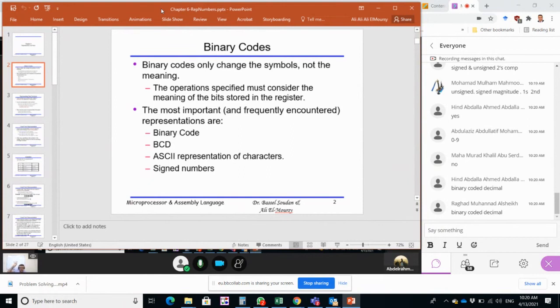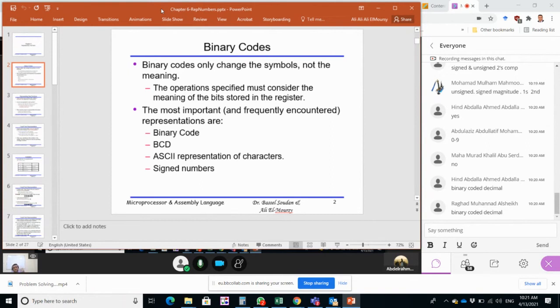I stressed that those three at least you have to learn from DLD. If you forget any of those, please go back and review that, because we will need them to learn the new representation of today, which is called the floating point numbers. Okay? The BCD is not that important.